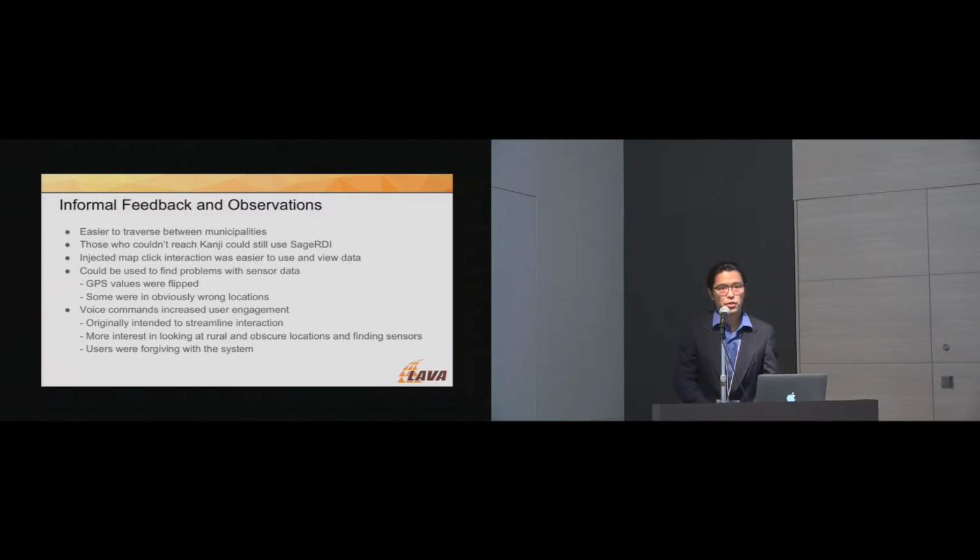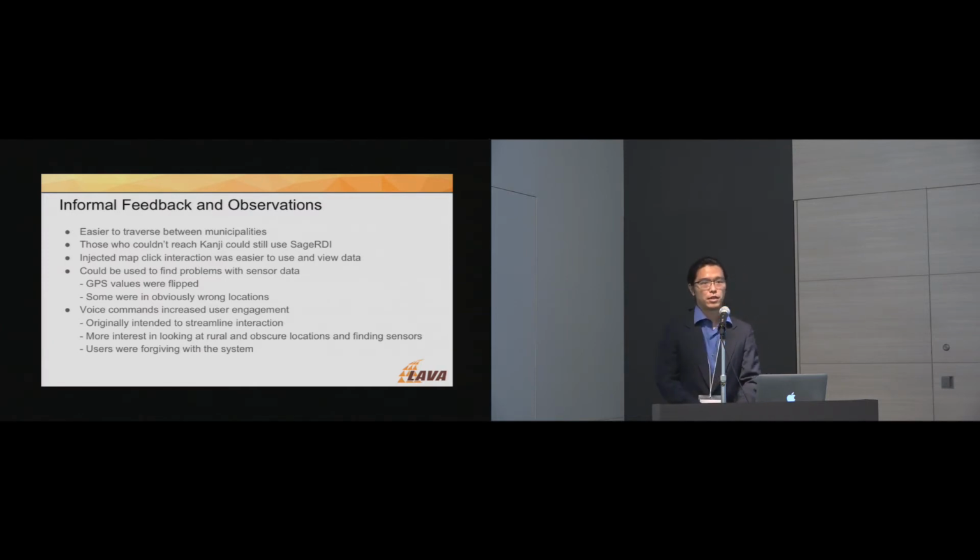The click interaction was easier to update than having to fuss with that whole pop-up menu thing. And it allowed those who evaluated it to find problems with the sensor data. One of the immediate big issues was that all the sensor GPS locations, latitude and longitude, were flipped. That confused us at first, because when we first plotted the sensors, they just didn't show up on the Google map.